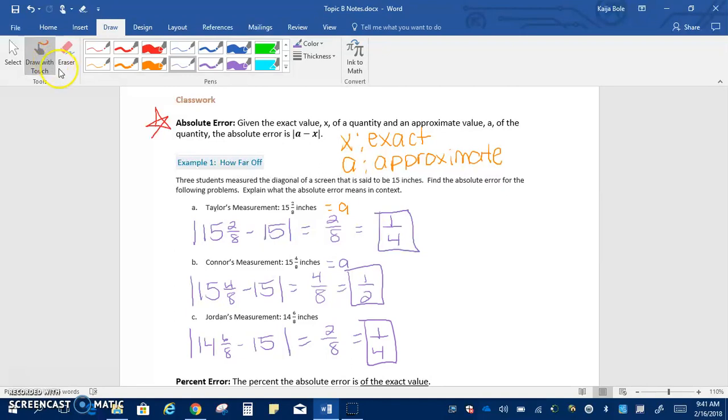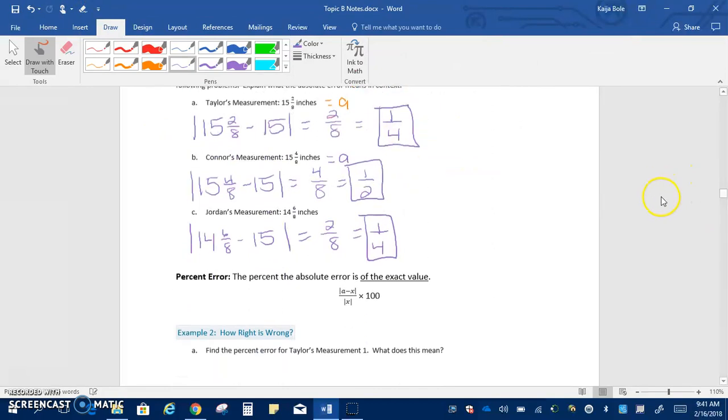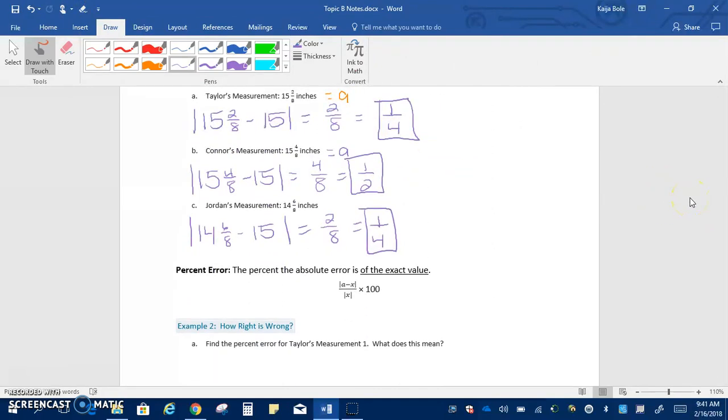Okay? The next part talks about percent error. If you look at this, it's the percent the absolute error is of the exact value. So we're doing the absolute error on the top over the absolute value of the exact, then times 100. And it's pretty similar to when we use change over the original equals percent over 100. Now you just have to remember to take the absolute value.